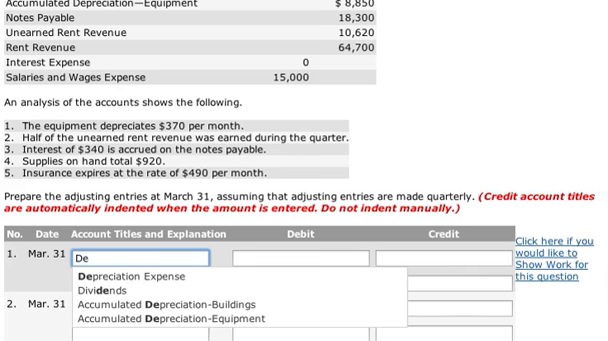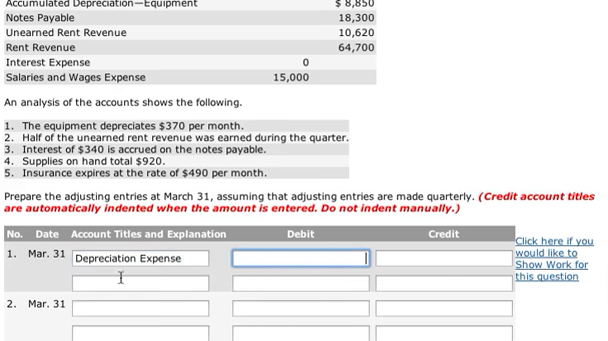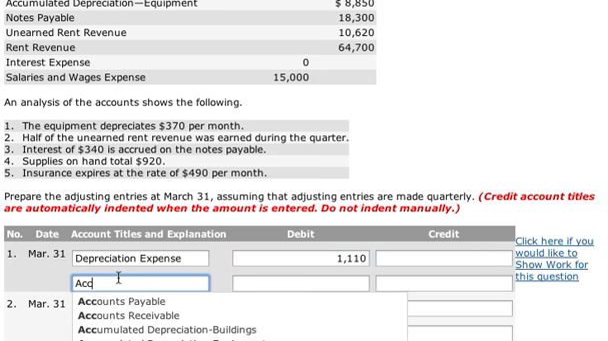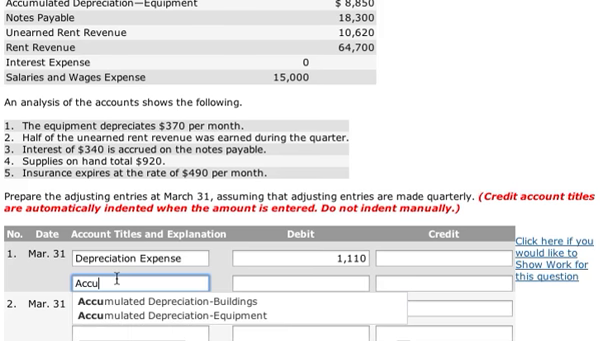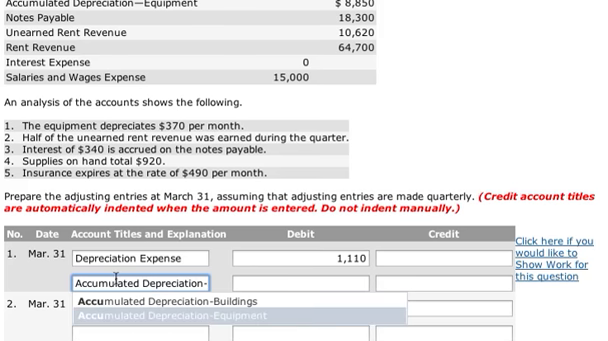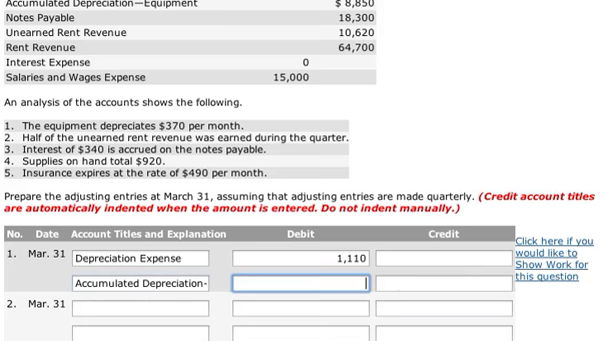So we will debit depreciation expense for 1,110, and we will credit accumulated depreciation equipment 1,110. Always list the debit first.